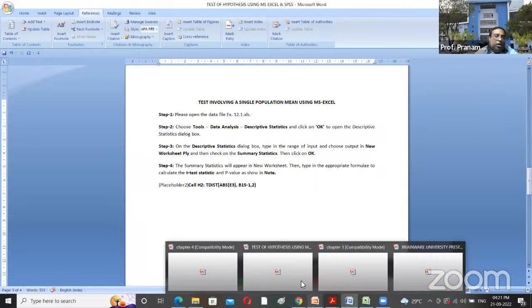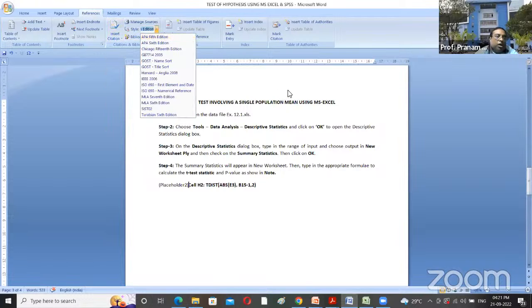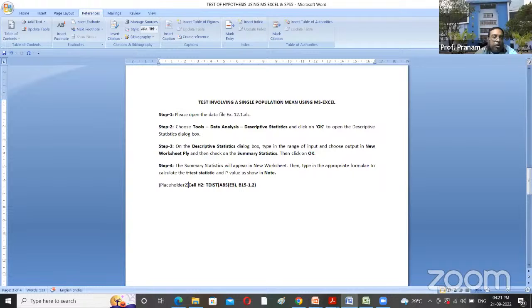APA and MLA style, you don't have to search anywhere else. Just insert citation, click on that, and click on APA or MLA. The citation will be given in the APA or MLA style.